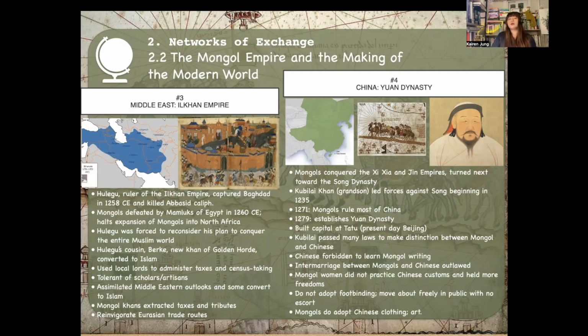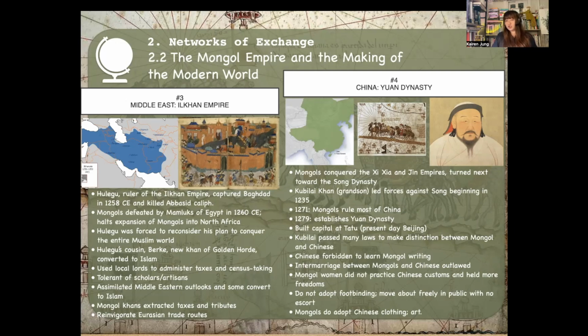Hulagu's cousin Berke, the new Khan of the Golden Horde, ended up converting to Islam, and so they used the local lords to administer taxes and take censuses. They were tolerant of scholars and artisans in general, and they assimilated to Middle Eastern outlooks, and some converted to Islam along the way. The Mongol Khans extracted taxes and tributes and really reinvigorated the Eurasian trade routes.